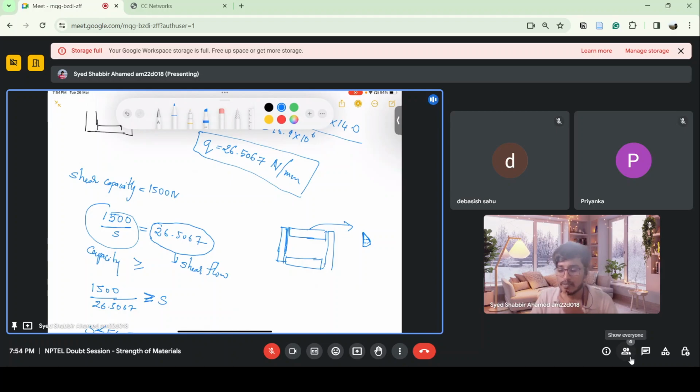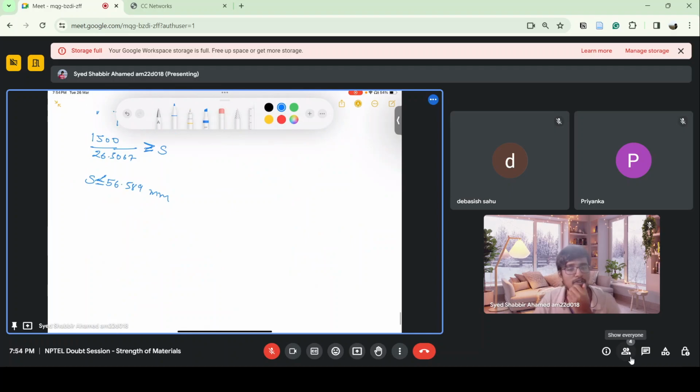Next, we will see. Okay, we will stop the problems here. We have also seen composite beams, right? We have seen concrete.